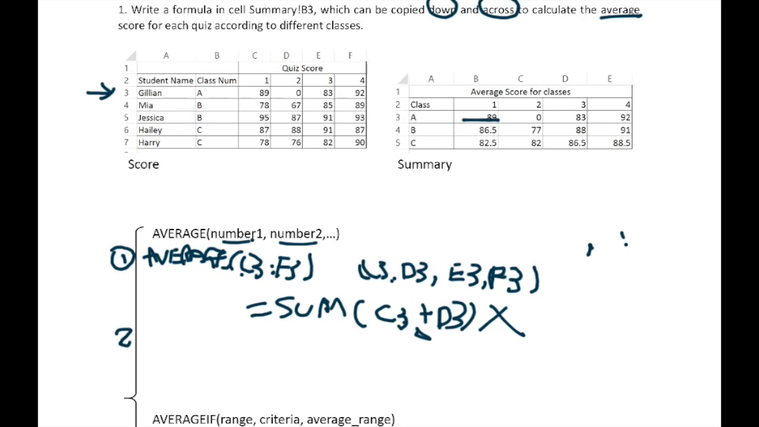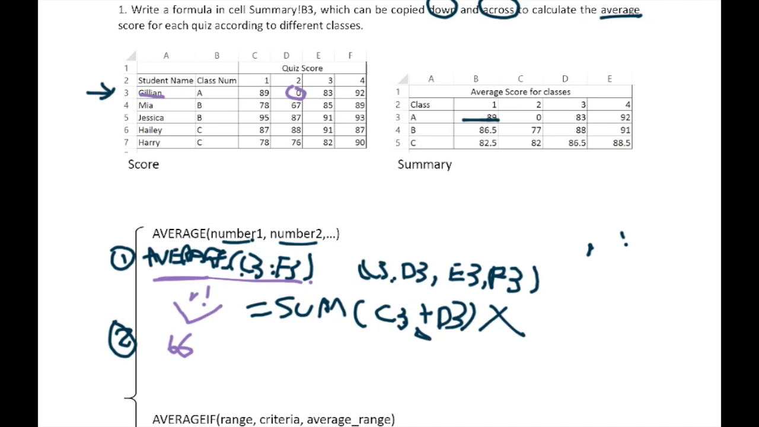The second one is you want to know when we should use average and when we should use the sum divided by the counts. For example, Jillian has a 0 score in quiz 2, which probably means she did not take the second quiz. So if you use the average function, it will compute 89 plus 0 plus 83 plus 92 and divide by 4. So we end up with a number of 66.